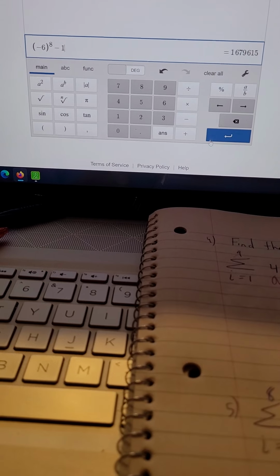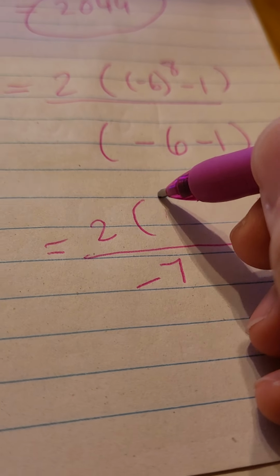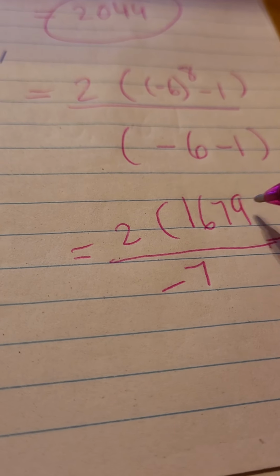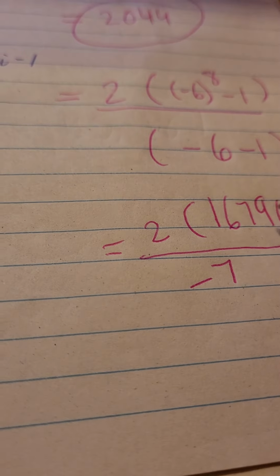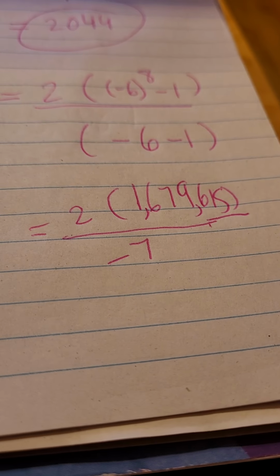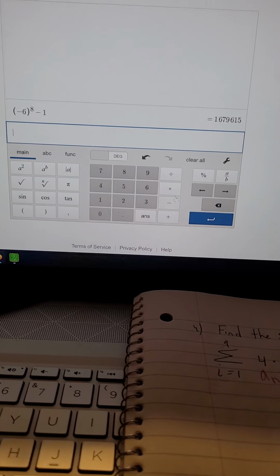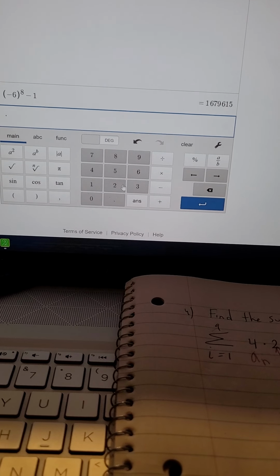My question is on here. How do I make it? Okay, that's how I go to the next line. So that's my top number. I'm going to put it right here in the parentheses. 1,679,615. So the comma goes there, so it's more than 1,000,000. Okay. We need to multiply by 2 and then divide by -7. So let's multiply that by 2.